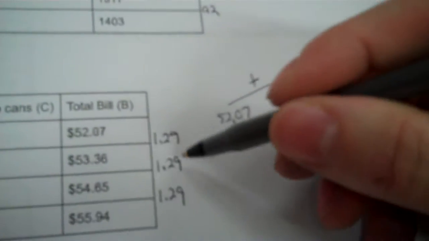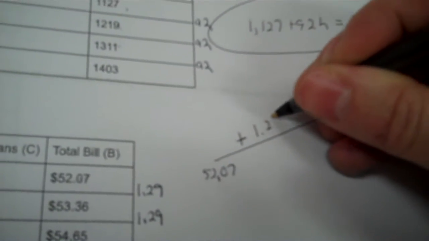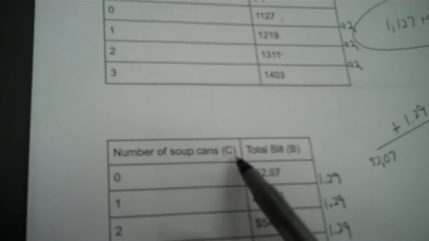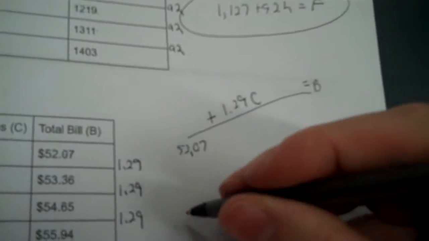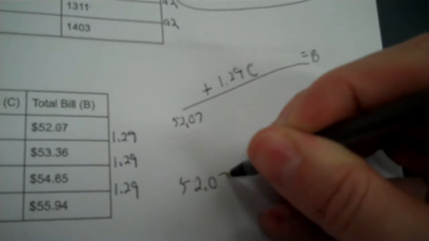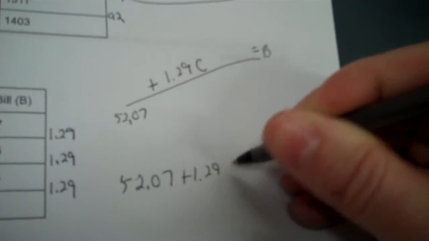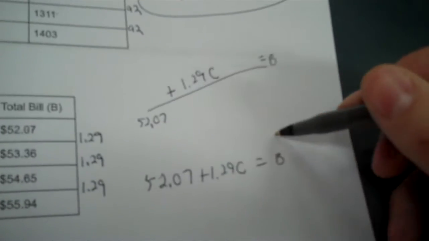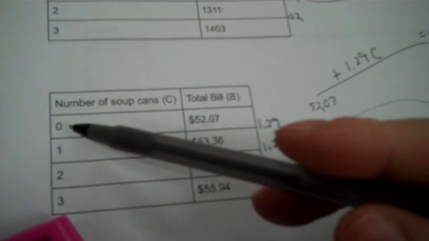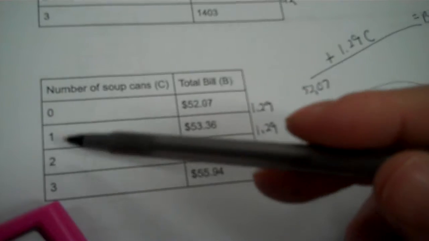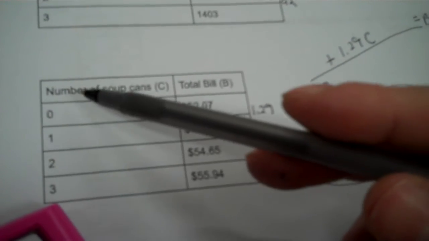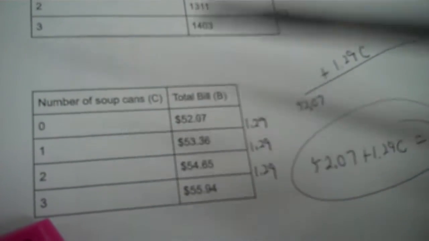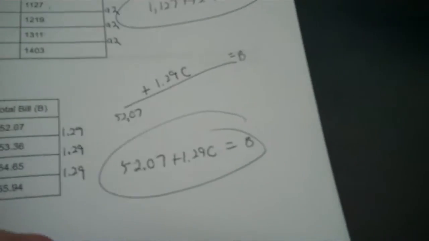So that tells me what I'm adding every time, 1.29, but instead of writing X, I come over here and I see C, so I'm going to put C. So the equation is 52.07 plus $1.29C equals B. Now another thing I didn't mention in the first one, you want to make sure you're going up by ones here, okay? If you're skipping numbers like from 0 to 3 to 6 to 9, that's another thing you would have to address. But here it's going by ones, so I'm good.